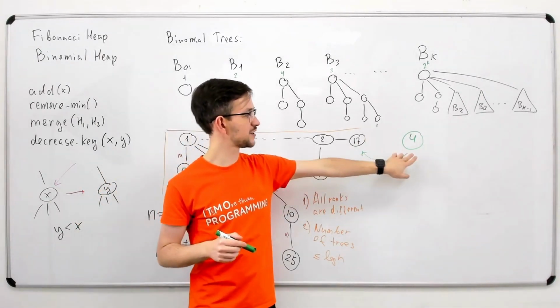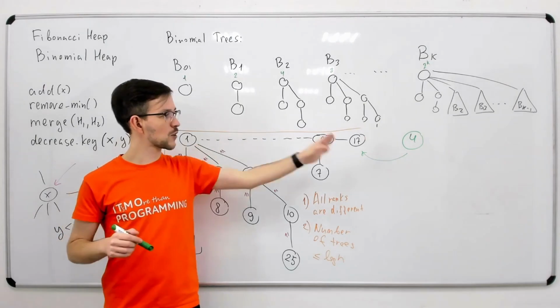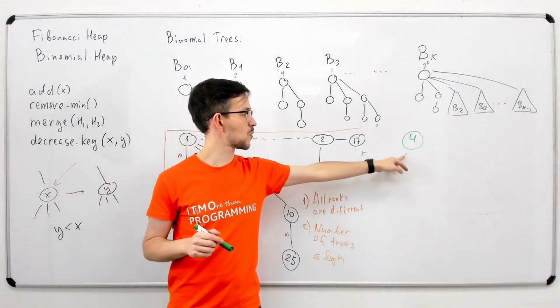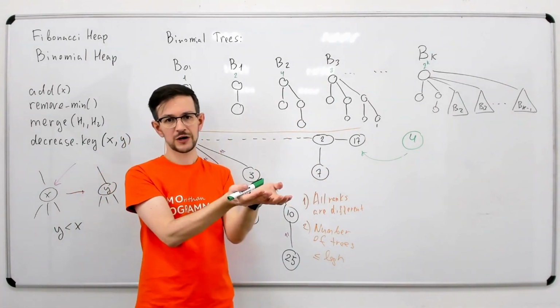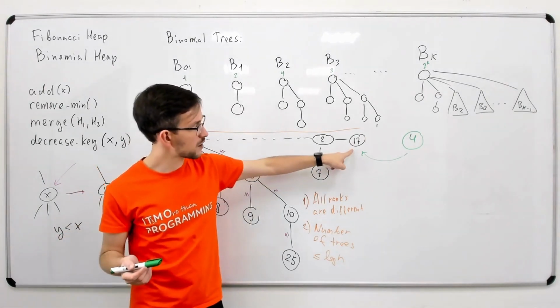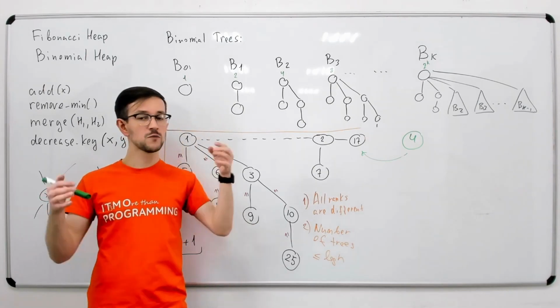Let's try to add this tree of rank 0 to our binomial heap. If in our binomial heap there is no tree of rank 0, then we just add this one more element to the binomial heap, like one individual tree. And it's done. And if we have the tree of rank 1, then what can we do? We can merge these two trees.